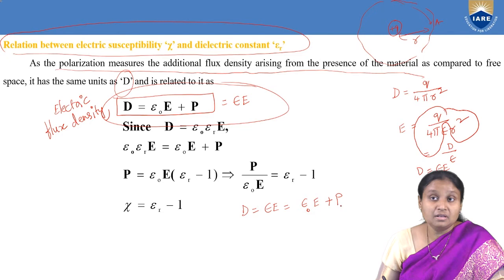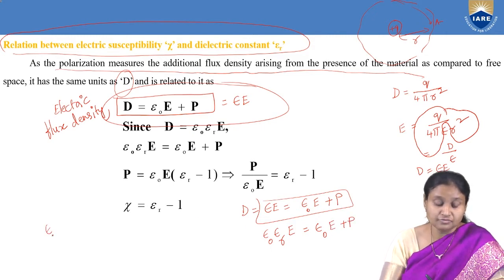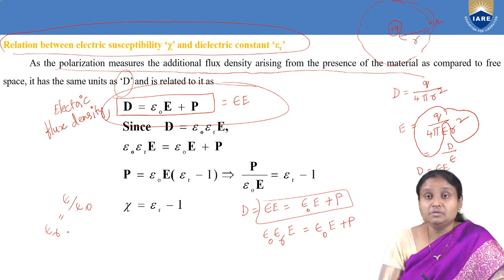Here P is our polarization vector, epsilon naught is the permittivity of free space, epsilon is the permittivity of our dielectric material, and of course E is the strength of the electric field. If I consider these two relations, I can write epsilon as epsilon naught epsilon R, so epsilon naught epsilon R E is equal to epsilon naught E plus P. How did I get this relation? We know that relative permittivity, also called the dielectric constant, is the ratio of the permittivity of the medium to the permittivity of free space. So the permittivity of the medium is simply the product of the permittivity of free space and the relative permittivity.